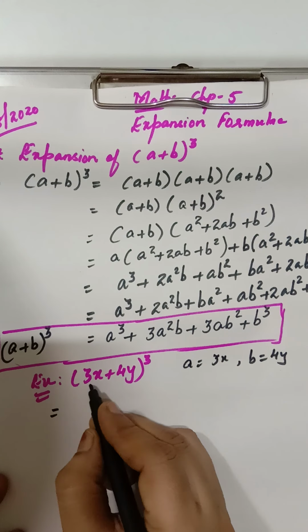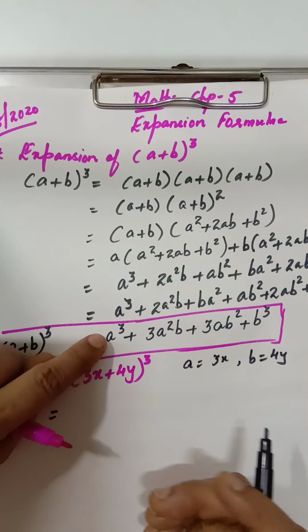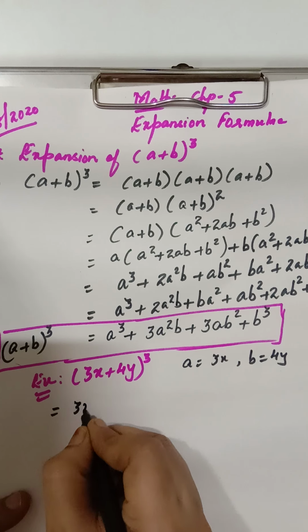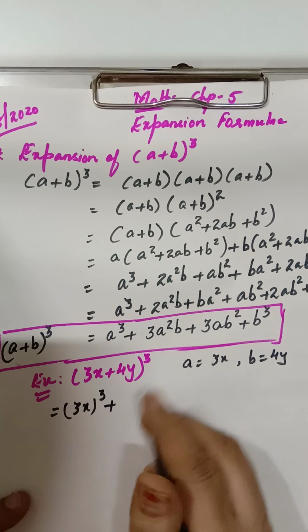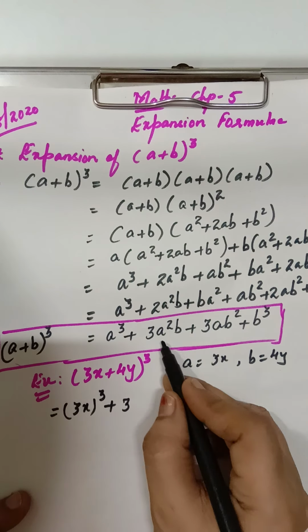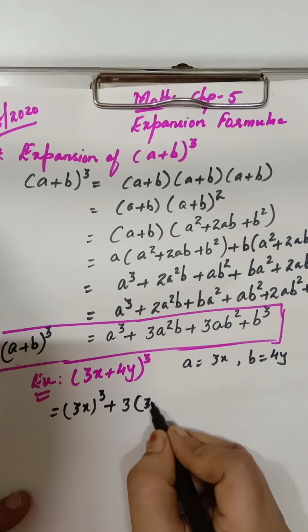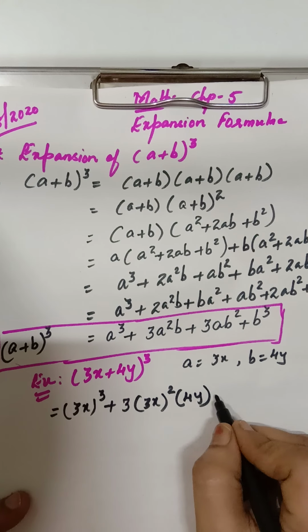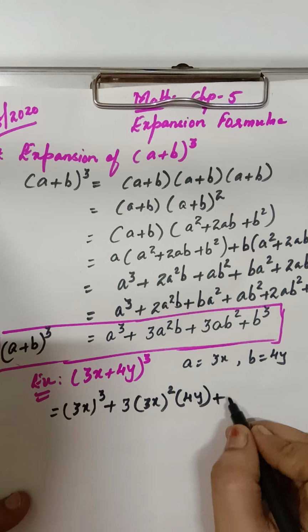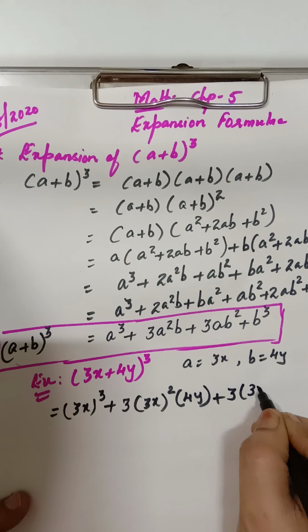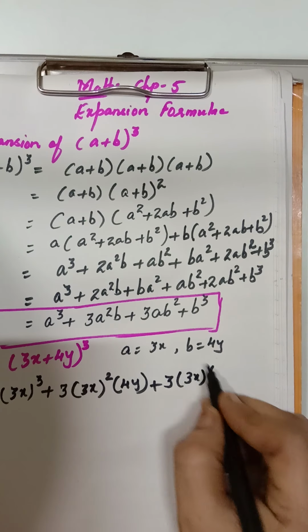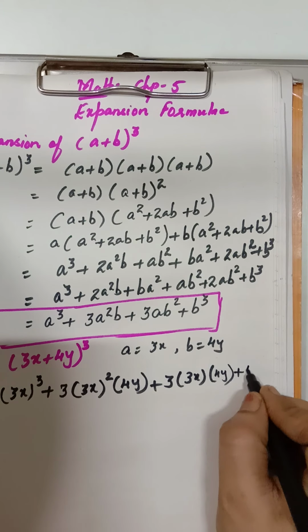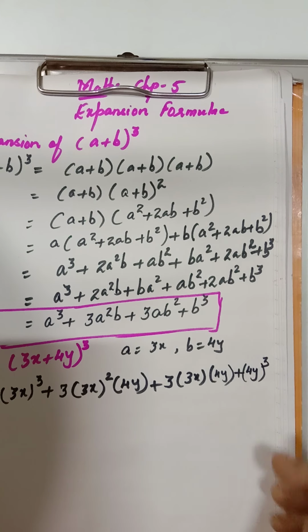This is equal to (3x + 4y) the whole cube. Now see children, first a³. What is your a? 3x. So it is (3x) the whole cube plus 3, as per the formula. What is a²? What is your a? (3x)². What is your b? 4y. Now again plus formula 3. What is your a? A is 3x. What is your b? 4y, right? Plus b³. What is your b³? (4y) the whole cube, right?